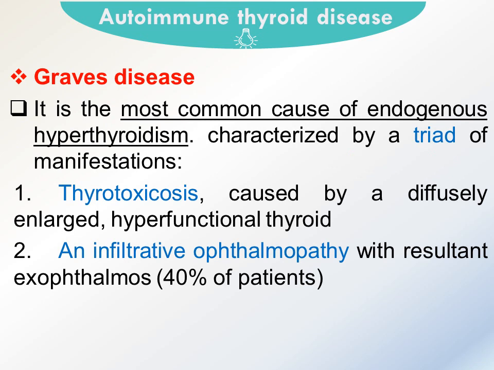I already finished talking about thyroiditis. Now I will move to talk about the second entity of autoimmune thyroid disease, which is called Graves' disease. Graves' disease is the most common cause of endogenous hyperthyroidism. It is characterized by a triad of manifestations.